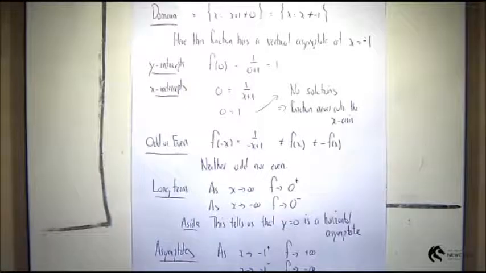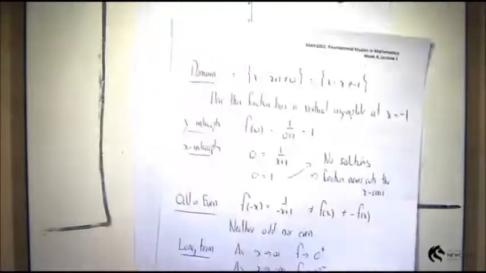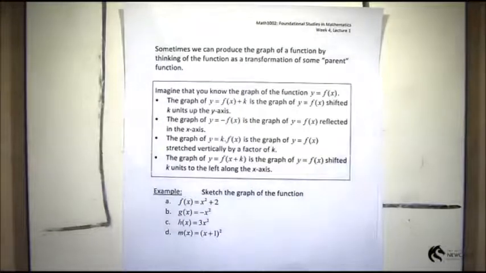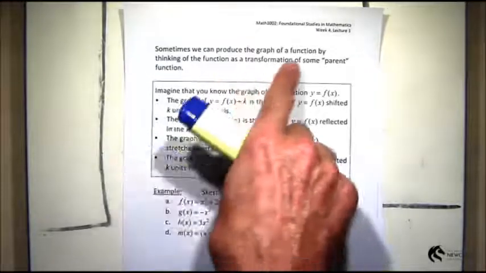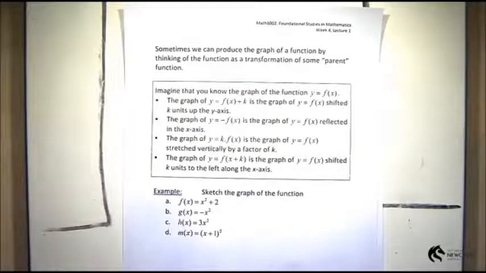There's another approach that we can sometimes utilise. So, as I said, that's one approach. Go through that. The other approach is to actually start with the graph of a function that you know and then modify it. So, sometimes we can produce the graph of a function by thinking of it as a transformation of some parent function.